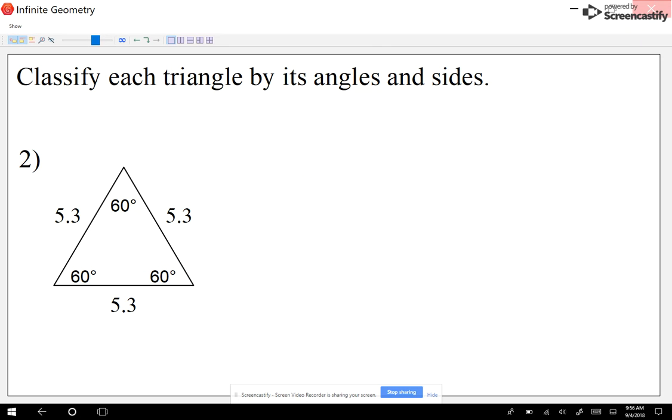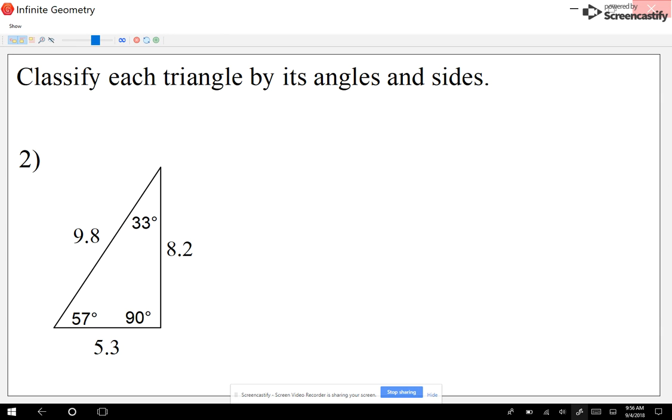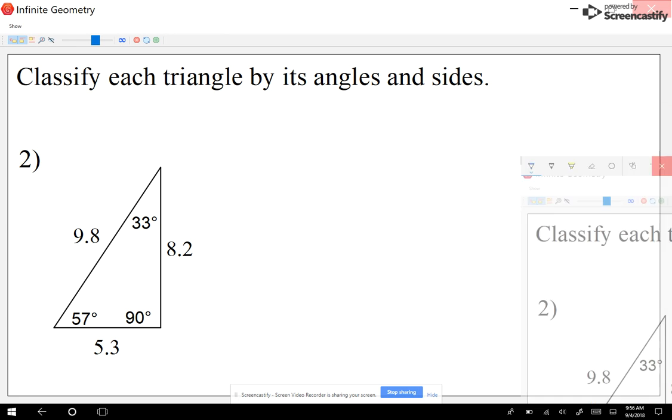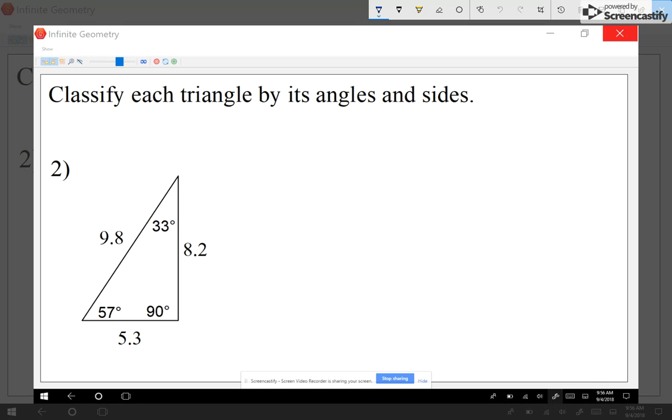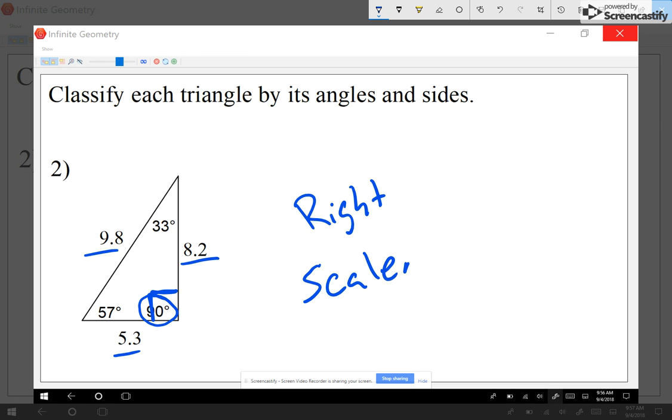Let's take a look at another example. Looking at our biggest angle, in this case 90, how do we call this triangle? Right. Good job. 90 sometimes will be represented with the number, sometimes with the box. But in this case, right is the biggest angle. Now I see that all sides are different. So how do we call it? Scaling. Nice. Right for the angles, scaling for the sides.